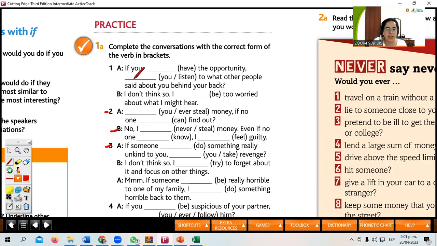Number 3, question number 3. If someone did something really unkind to you, would you take revenge? Good. Number 3 is, if someone did something very unkind to you, would you take revenge? And let's see, is Sergio here in class? He is not. Continue then. Sebastián, the answer for number 3.